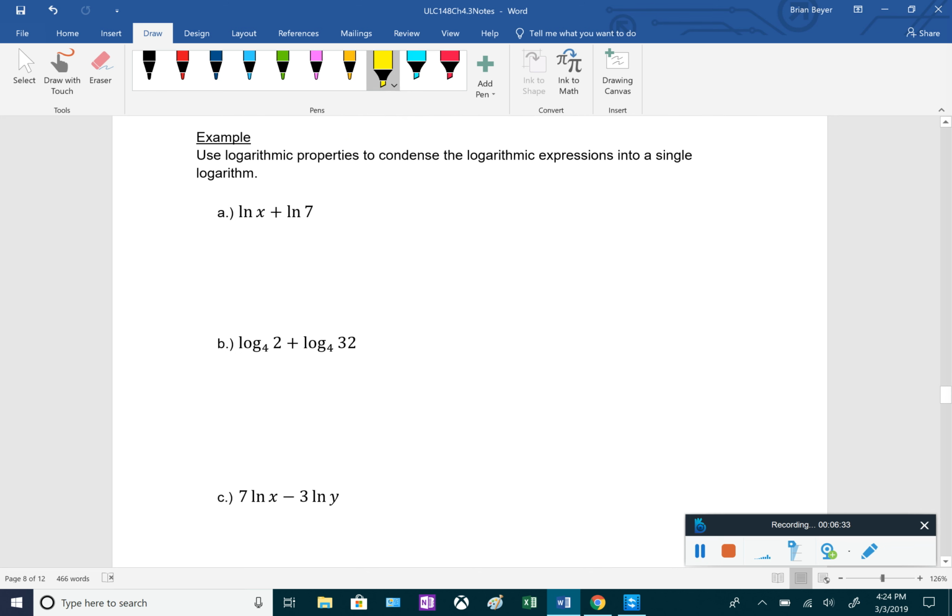So doing some examples here, let's condense these. First one, we have ln of x plus ln of 7. So these are both ln, so we know we can combine them into 1. And we're going to combine them by using the product rule because of that addition. So it's going to be the ln of 7x, and that's going to be the answer. 7 times x. So product rule.